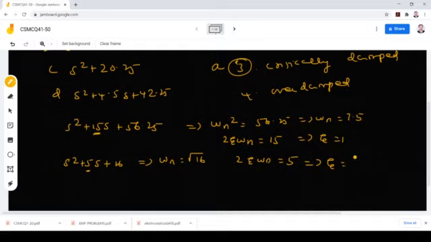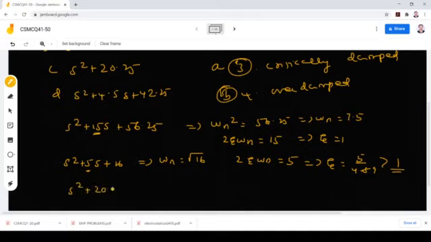5 divided by 4, which is 1.25, greater than 1. So greater than 1 means what do you know? It is over damping. Fine. So the second is over damping. Third one, s square plus 20.25.